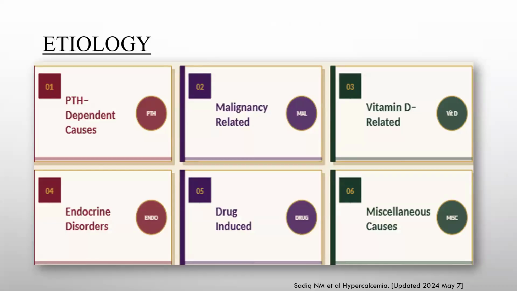Etiology can be because of parathormone dependent causes like primary hyperparathyroidism because of parathyroid adenoma or parathyroid hyperplasia. Malignancy related because of the PTH related peptide secretion, which is seen as a paraneoplastic syndrome of breast, lung, and renal cell carcinomas, and vitamin D related complications like vitamin D intoxication in cases of granulomatous diseases like sarcoidosis, TB, endocrine disorders like hyperthyroidism, adrenal insufficiency, drug induced because of thiazide diuretics, usage of lithium, miscellaneous causes like immobilization.